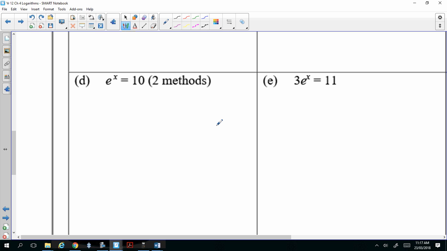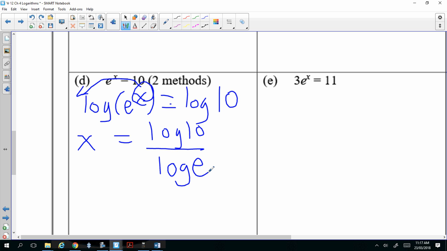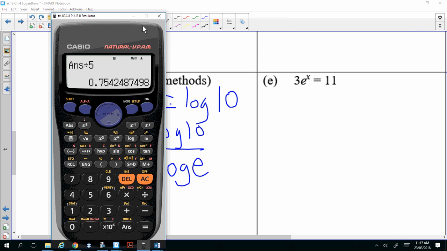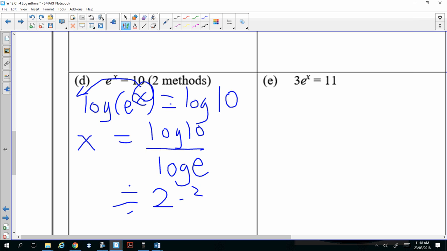The first way is, actually you can just go log both sides, right? And like you normally do, log both sides. And then the x goes down, and then you do log 10 over log e. I skip a step, but you see how it works. So you just do log 10 divided by log e. Now to get e, do alpha pi, right? Alpha pi like this, close bracket, equal 2.30. That's method 1.